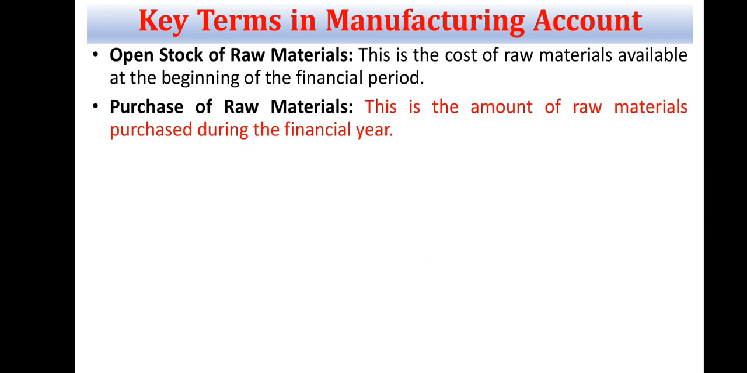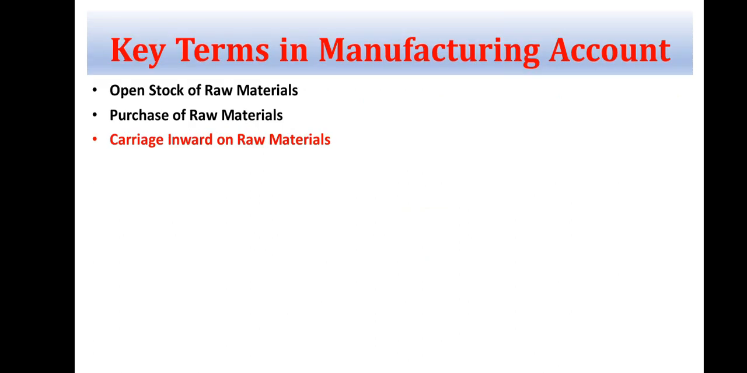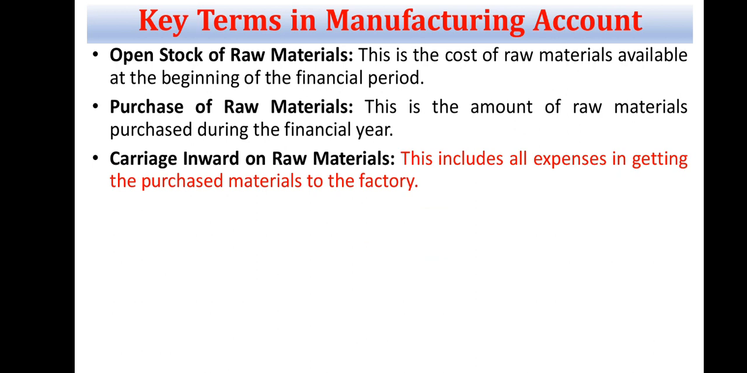All those expenses are called carriage inward. So the carriage inward of raw materials will also form part of the cost of the material. This includes all expenses in getting the purchased materials to the factory.